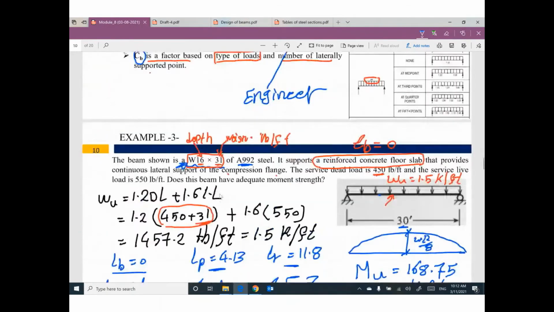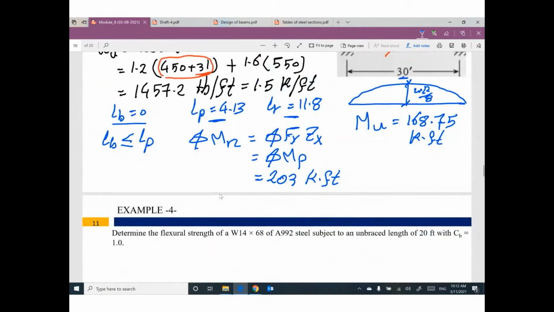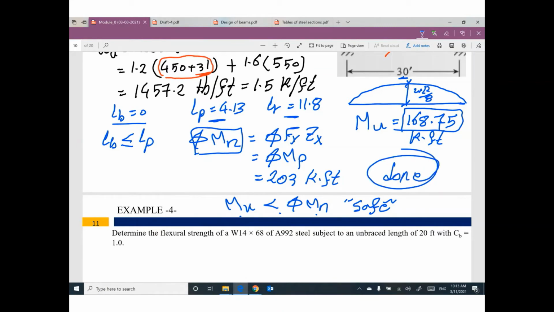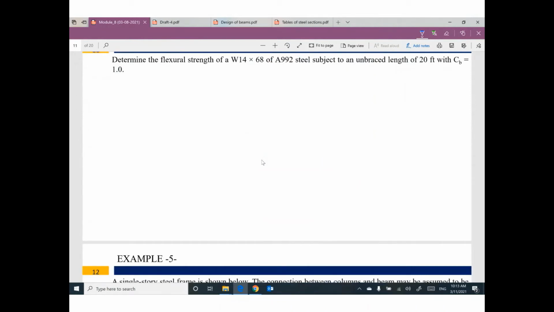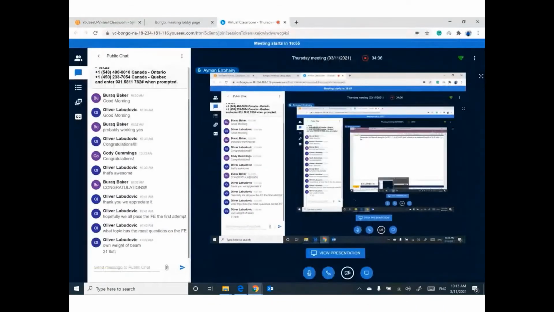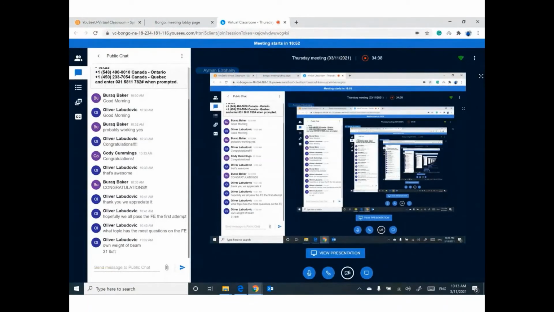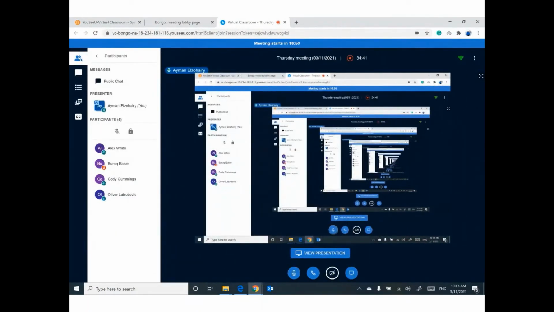Please go ahead and make a comparison between M ultimate and phi Mn. M ultimate is smaller than phi Mn. The applied moment is smaller than the design moment. Safe. Done. Very easy. Very simple. One more example. But if you have any question, let me know.